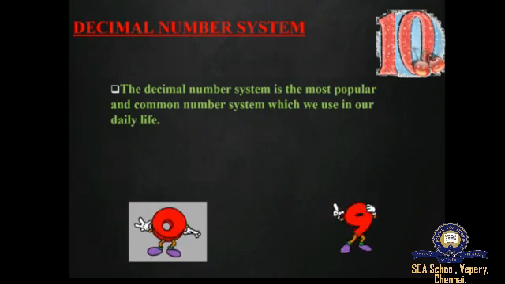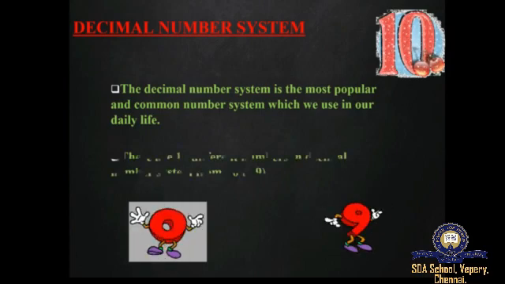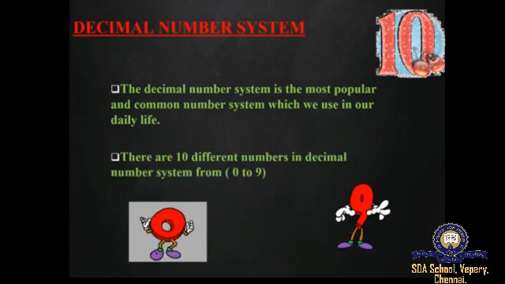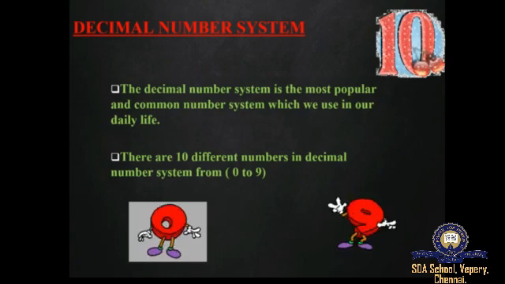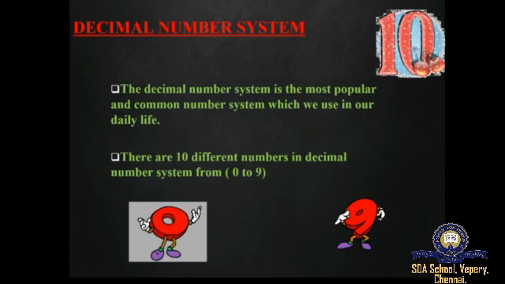The decimal number system is the most popular and common number system which we use in our daily life. There are 10 different numbers in the decimal number system, that is from 0 to 9. The 10 is the base value for the decimal number system. Now, what is the base?